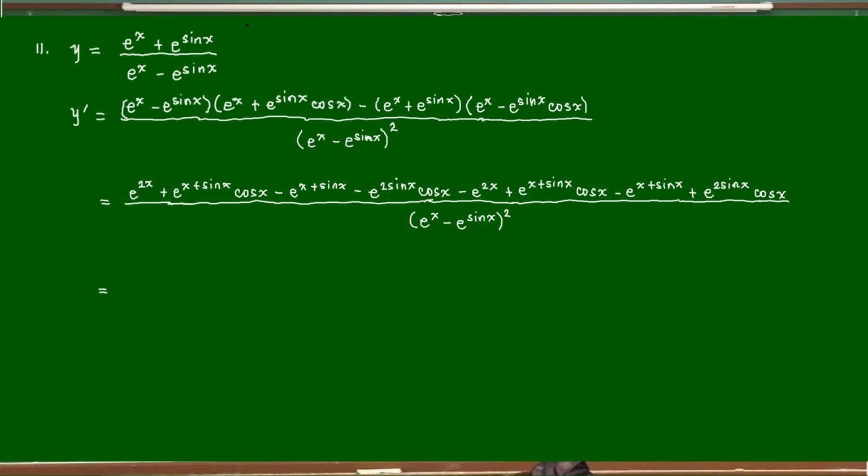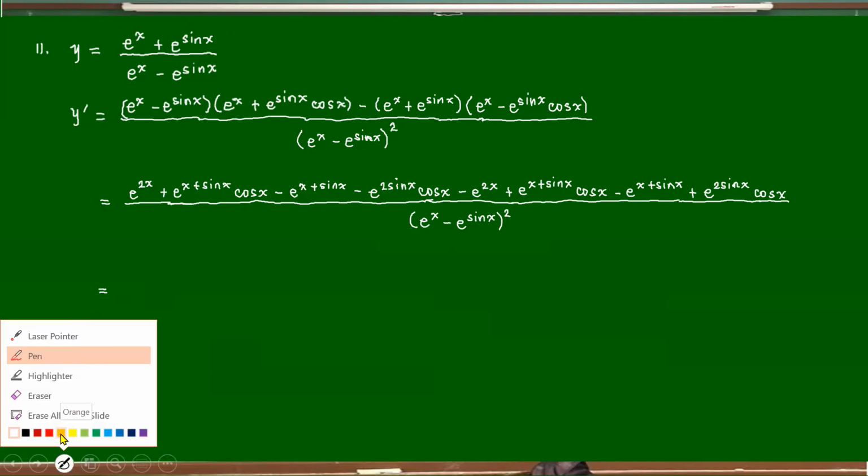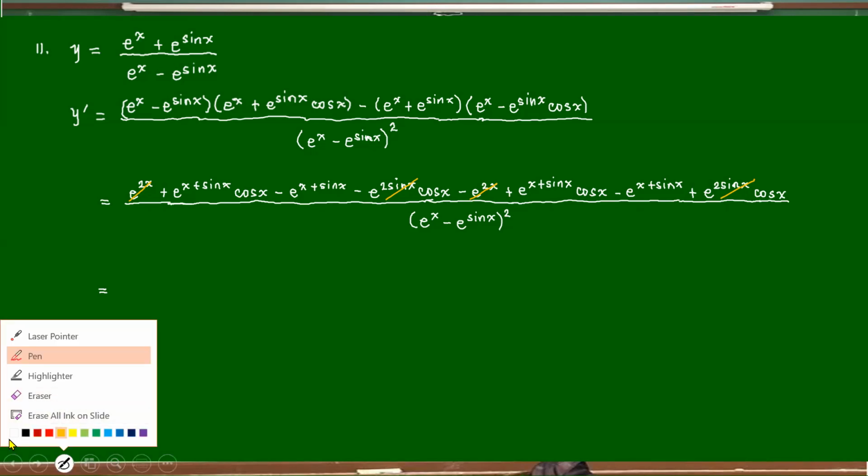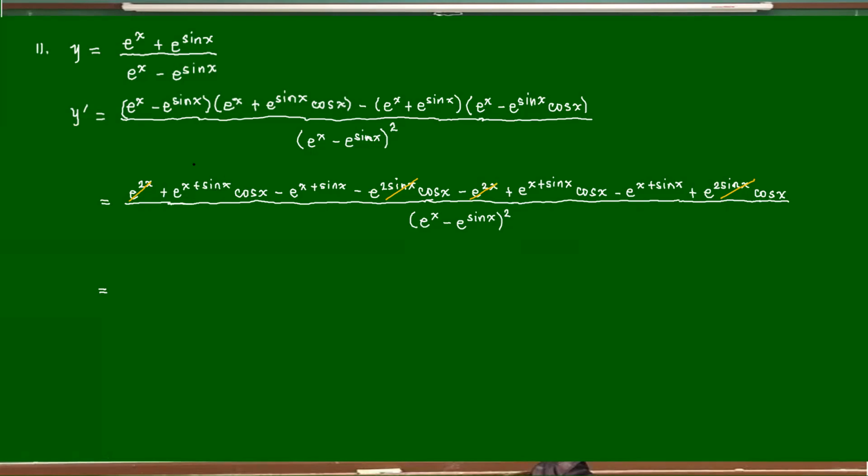What are the things that we can eliminate, guys? Let's use another color. These terms are eliminated. What else? Guys, these terms, no, are also eliminated, right? Are there still things that we can eliminate? No more. Okay? This e to the x plus sine x multiplied by cosine x added to this, so times 2. Okay, guys?